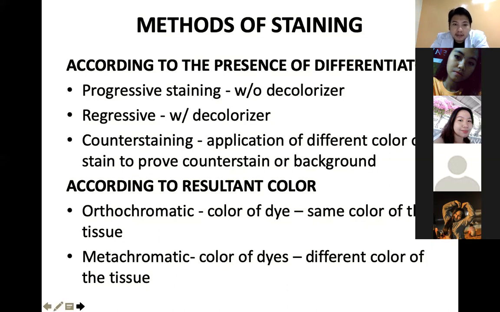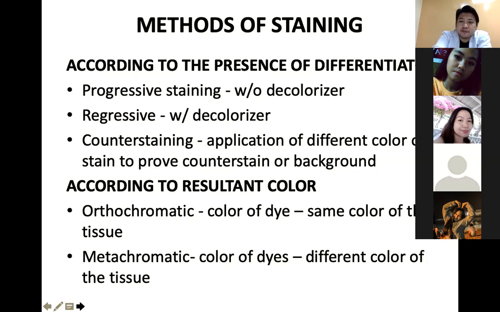An example for this is our H&E staining. Regressive naman, we use the decolorizer. So what happens in the regressive class? In regressive staining, we overstain our tissues and then we partially decolorize until we get the optimum color for our tissue. We overstain the tissue and then use a decolorizer for partial decolorization to achieve the optimum color of the tissues. Next is counterstaining.